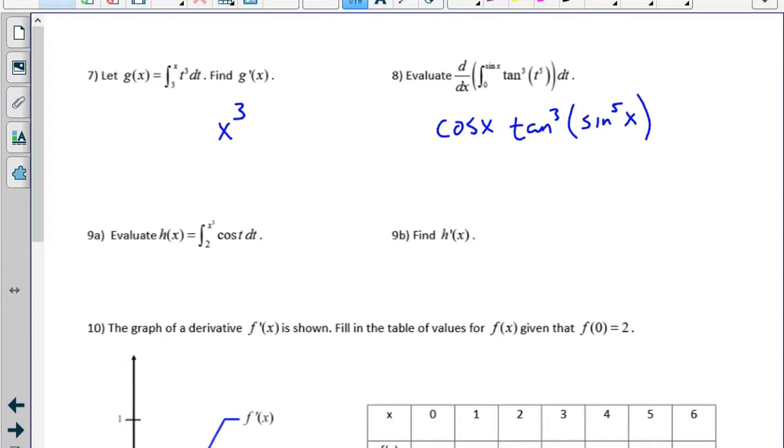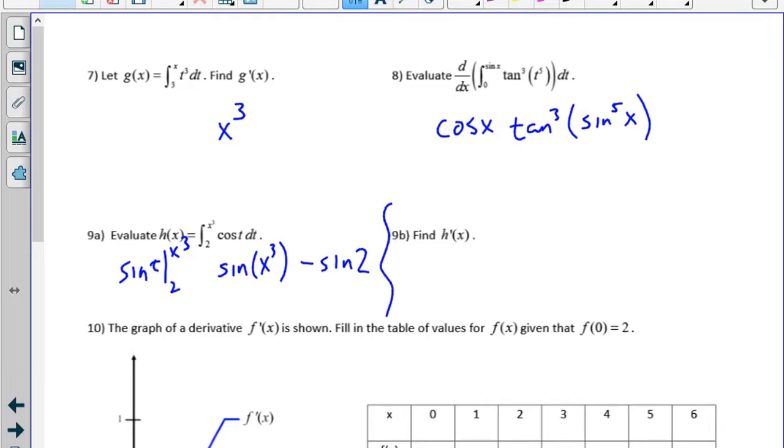Number 9, part A, evaluate h of x equals the integral from 2 to x cubed of cosine t dt. So that would be, the integral is sine, and so, sorry, I kind of skipped a step. So sine of t, and we're going to evaluate it from 2 to x cubed. So we put in sine of x cubed minus sine of 2.